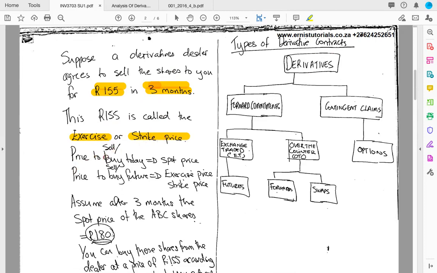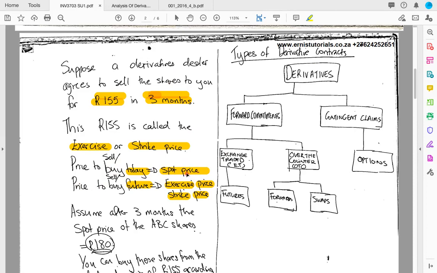So the price that you sell or buy an asset at today, on the exchange or anywhere else, is called the spot price. Whereas the price that you sell or buy a share at in the future, the price you agree with a derivatives dealer or with other parties who you enter into a derivatives contract with, the price that you agree to buy or sell it at in the future, is known as the exercise price or the strike price. So whenever you read a derivatives question, always make sure you understand that when we say spot price, we're talking about the price of an asset in the market today.